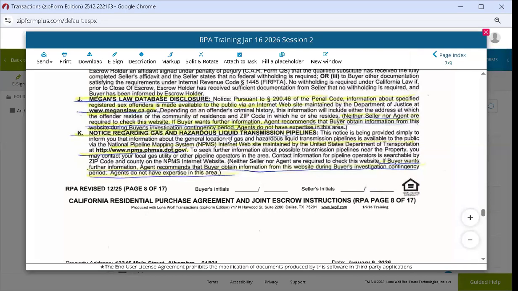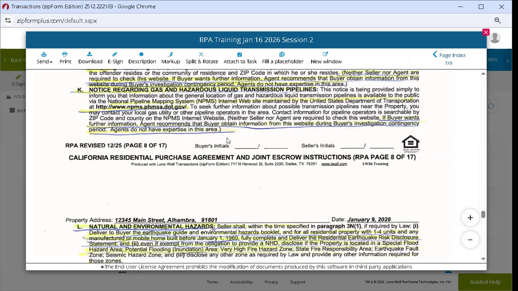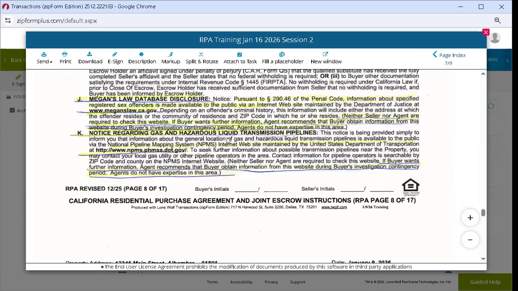The buyer. Because it's saying that the agent is recommending the buyer check the websites because we don't have the expertise. Okay? That might be what Jim was talking about a couple weeks ago. So you check with your NHD provider, but also the buyer, not you, can check with the website. Okay?